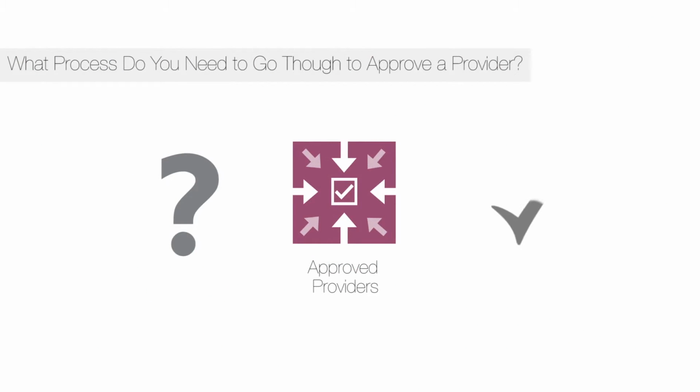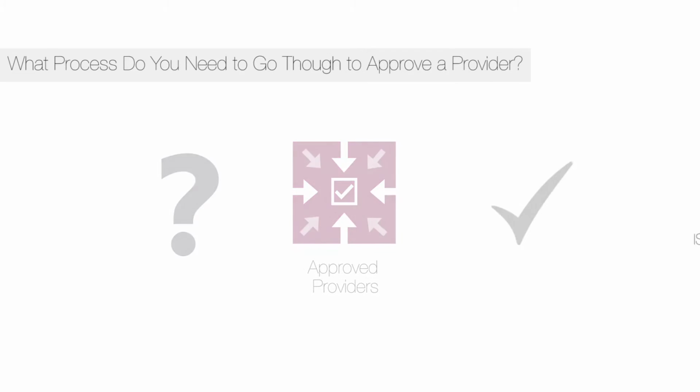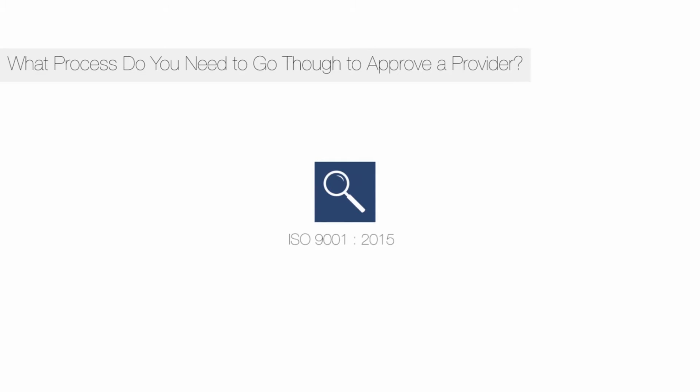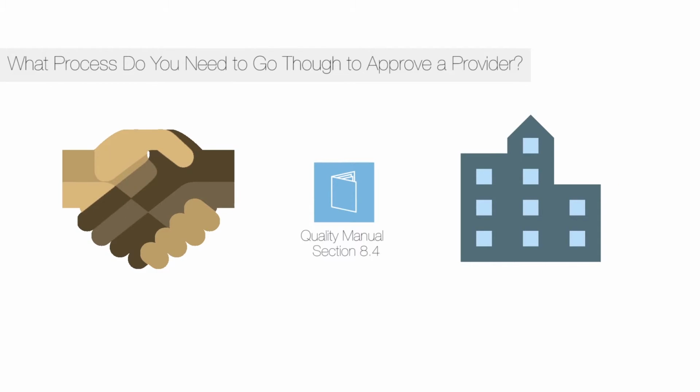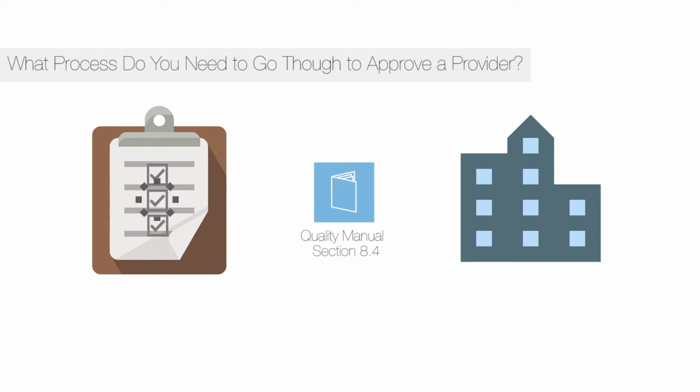What process do you need to go through to approve a provider? Following your initial consultancy for ISO 9001:2015, you will receive your quality manual detailing in section 8.4, as discussed and agreed with your organisation, the criteria under which you approve all your providers.